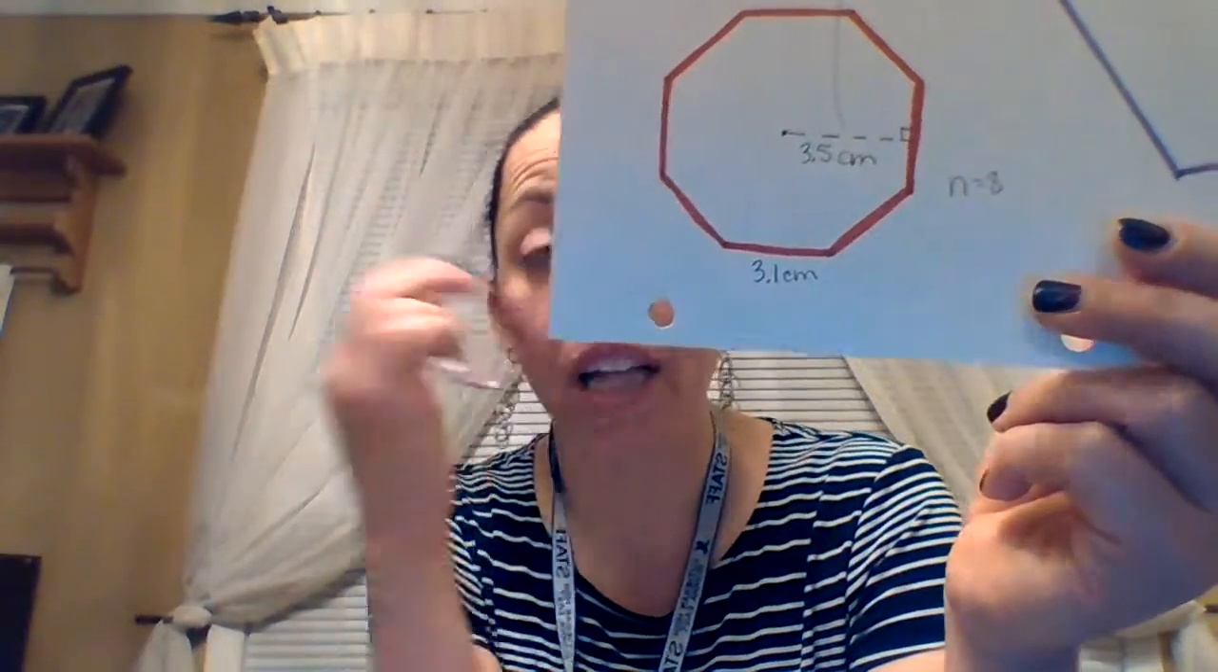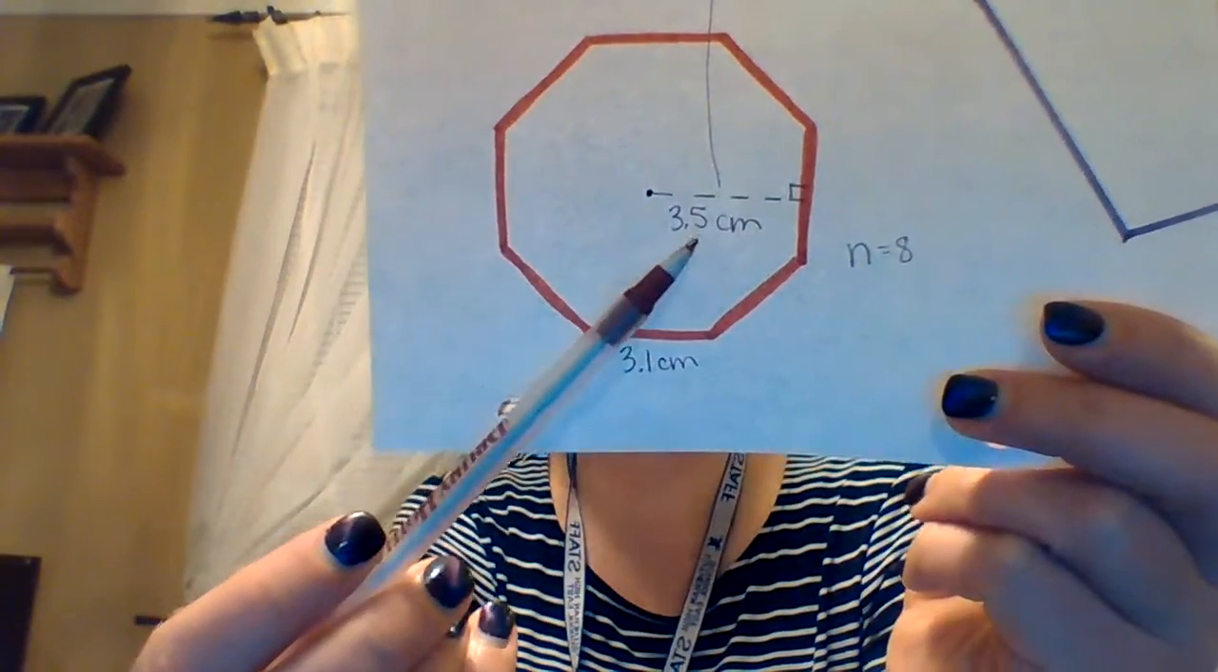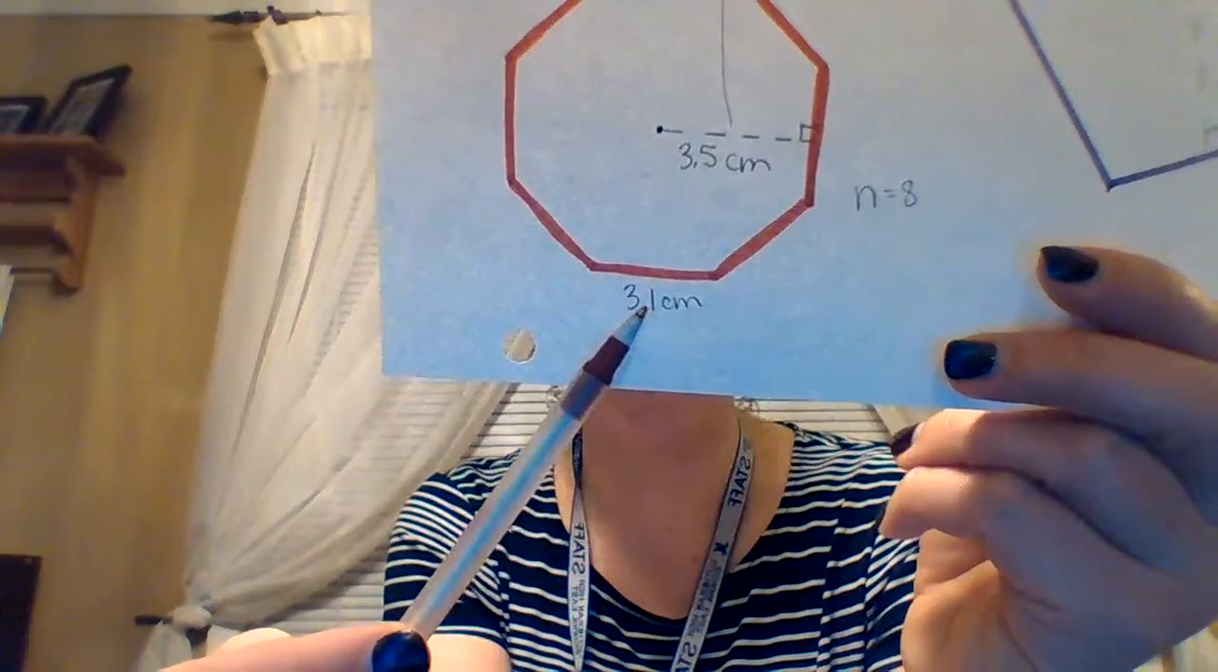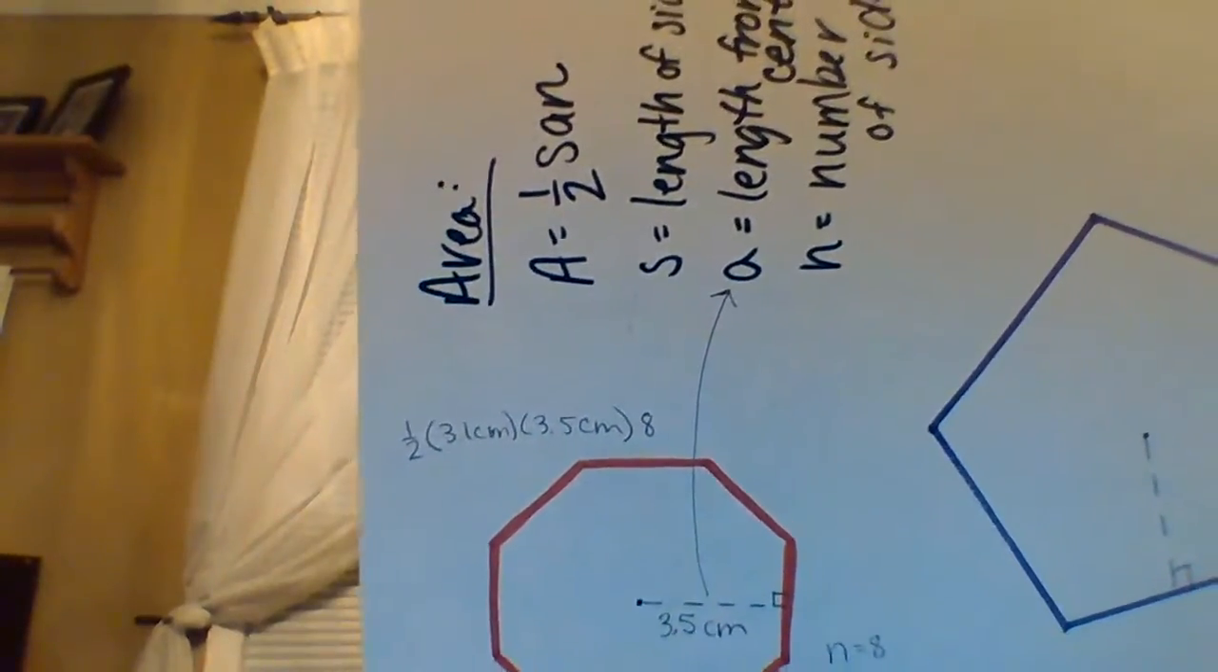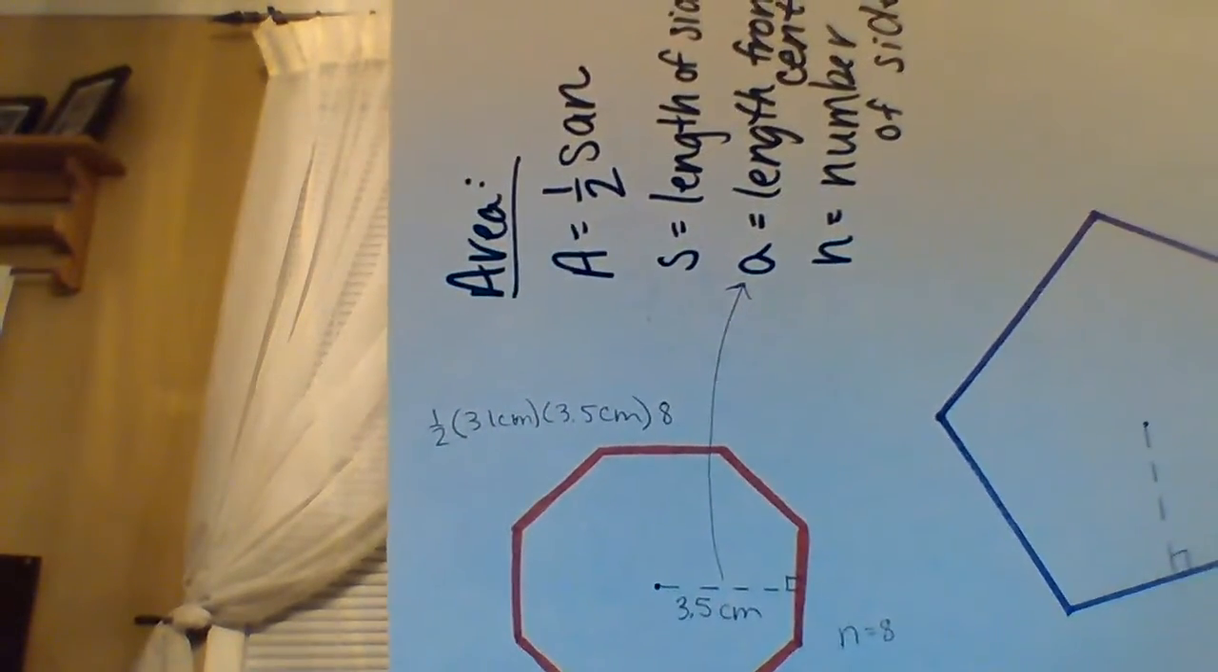This dash line right here, mine are dashed again on the homework tonight, it might be solid. This dash line right here is A. This right here is S. This is N. So all you have to do is write 1/2. S was 3.1. A was 3.5. Those were both in centimeters. Guys, N does not have a unit with it. So centimeters times centimeters. Our answer is going to be centimeters squared.